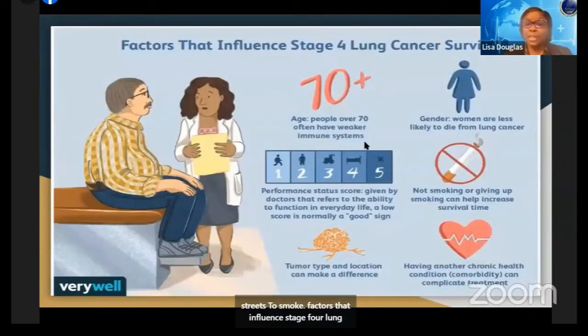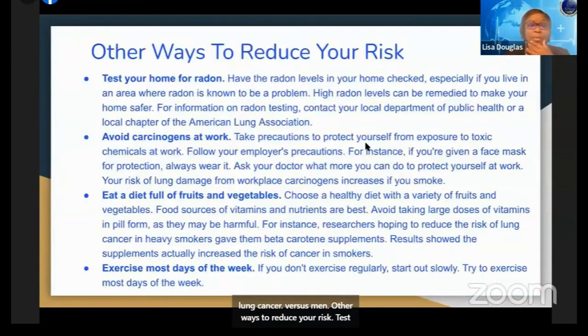Factors that influence stage 4 lung cancer. Over age 70, we talked about that earlier, about the different risk factors. Women are less likely to die from lung cancer versus men. Other ways to reduce your risk.